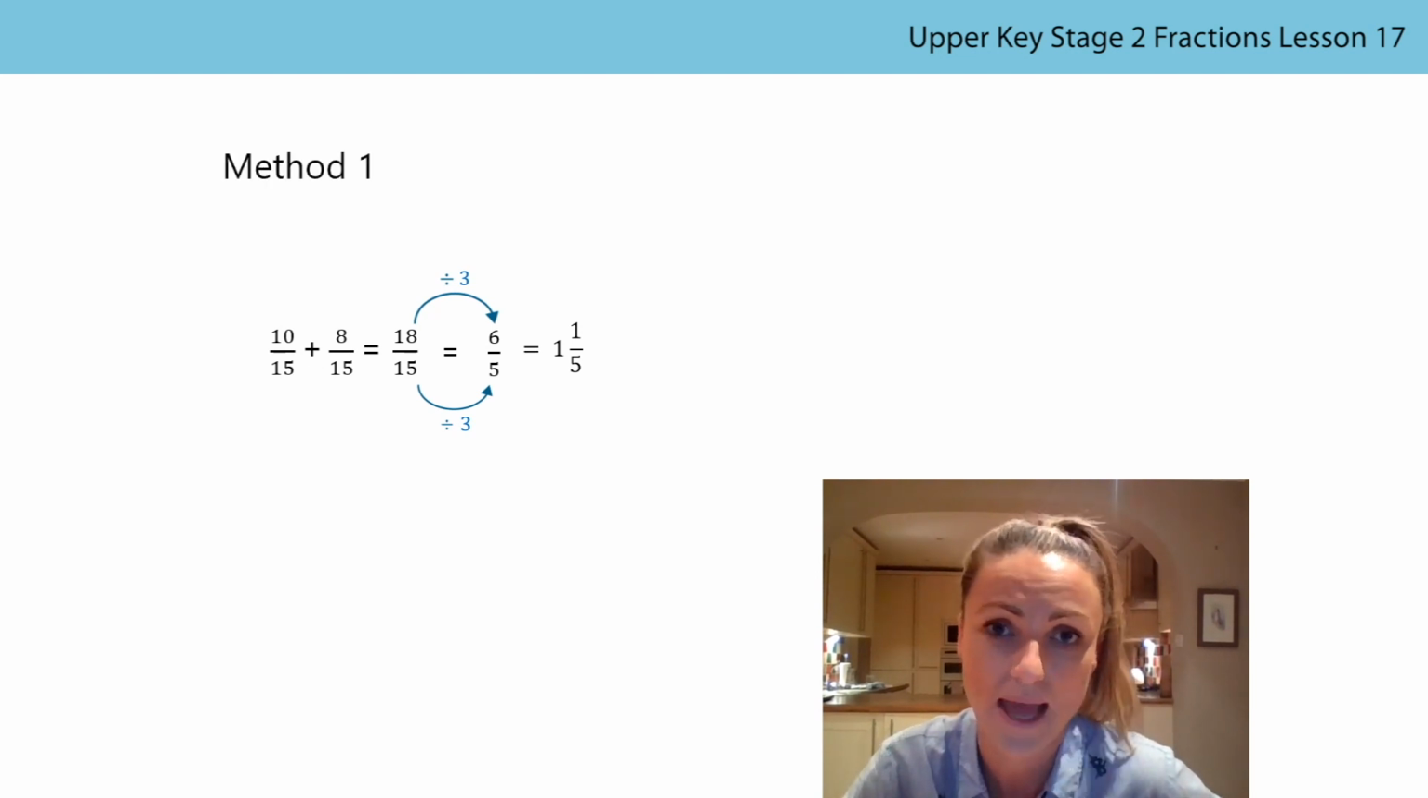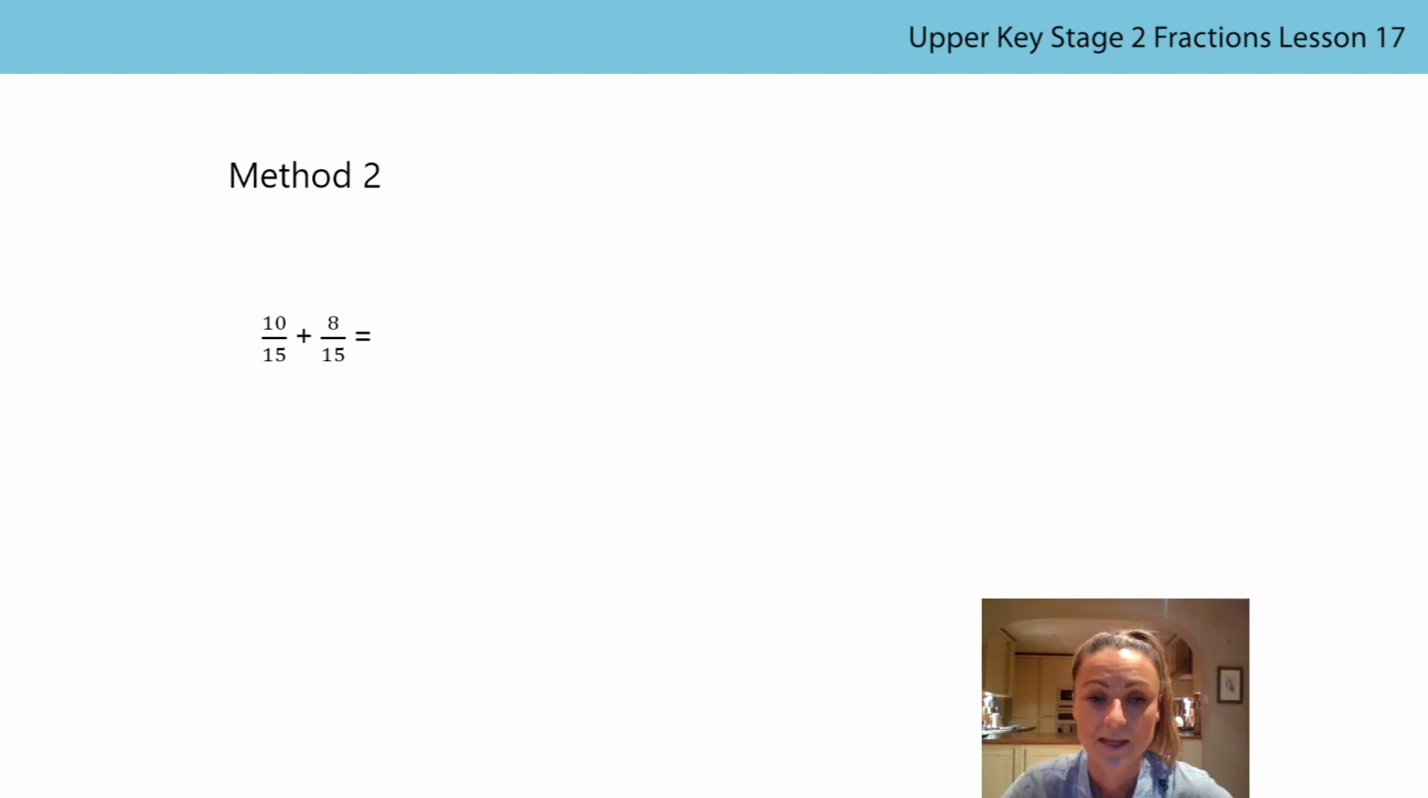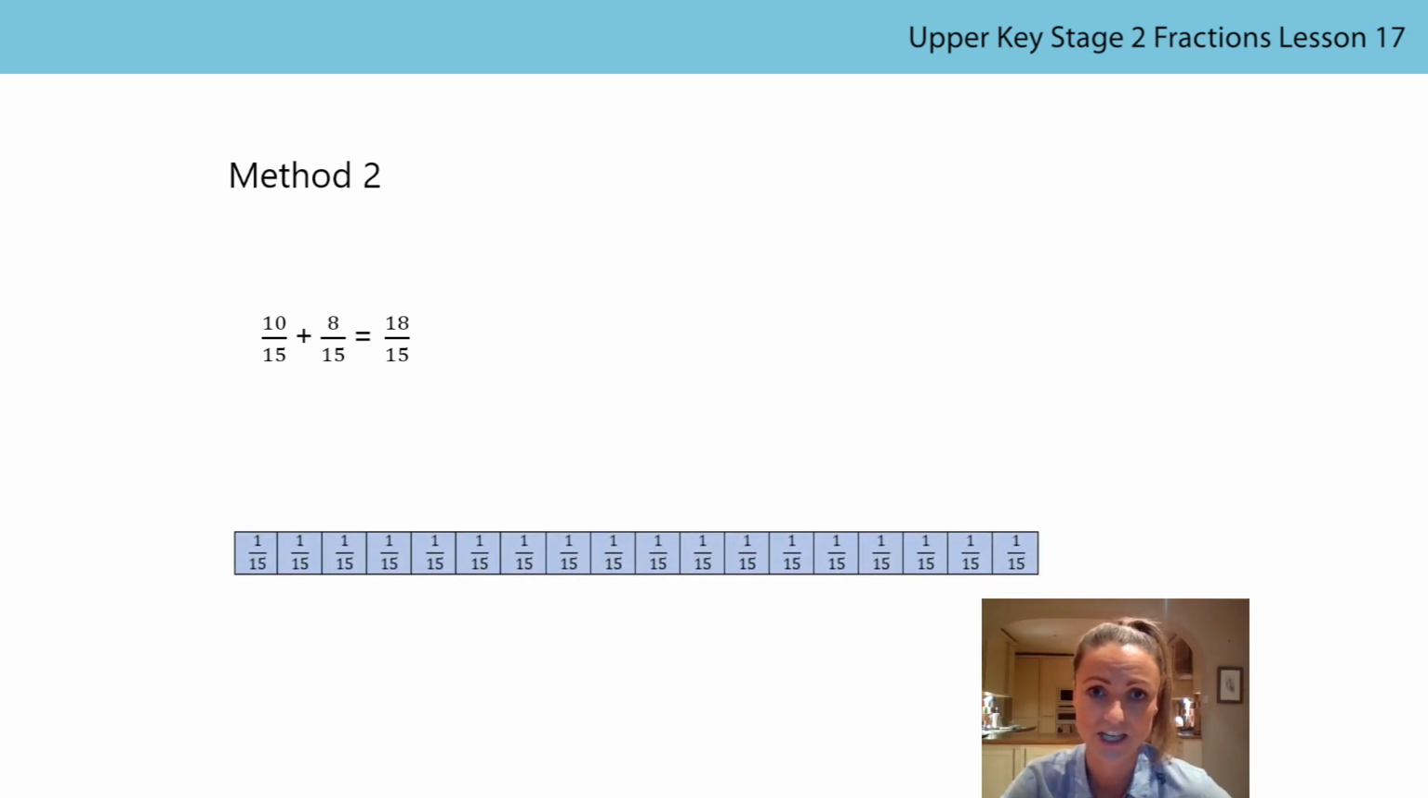But there is another way that we can express this answer in its simplest form, and we're going to take a look at that now. So let's call my method, the new one, method 2. We're going to use exactly the same calculation and we're going to start in the same way. We're going to add 10/15 and 8/15, and that's going to give us a sum of 18/15. Now at this stage, we know that this is an improper fraction and we're not going to simplify it. We are going to convert this to a mixed number, and we're going to use this representation to help us.